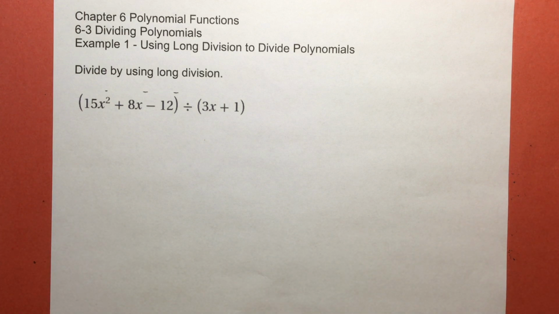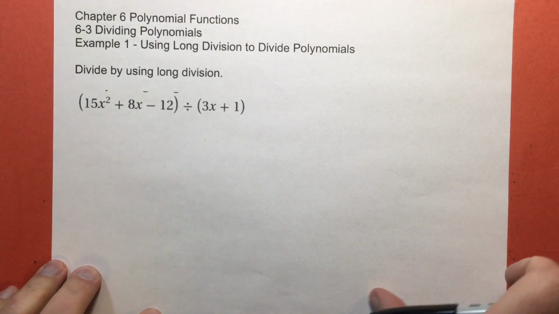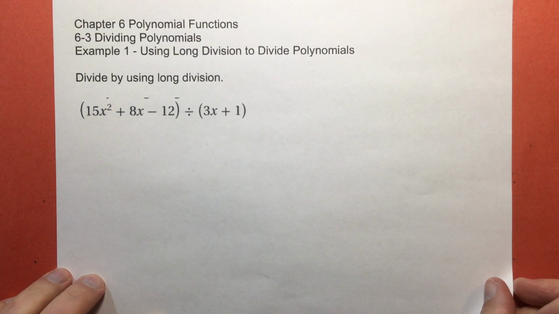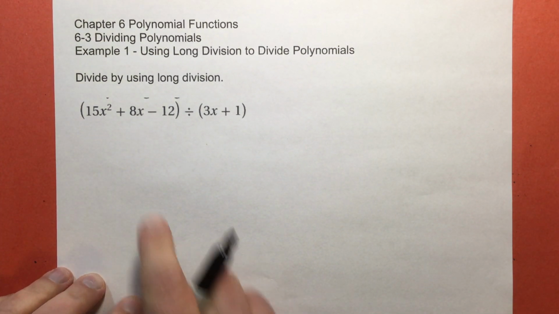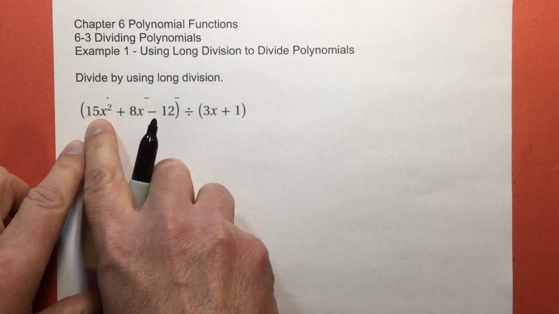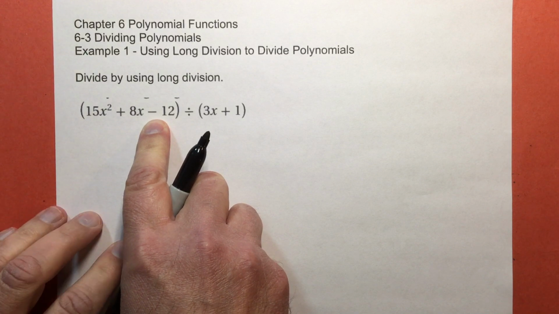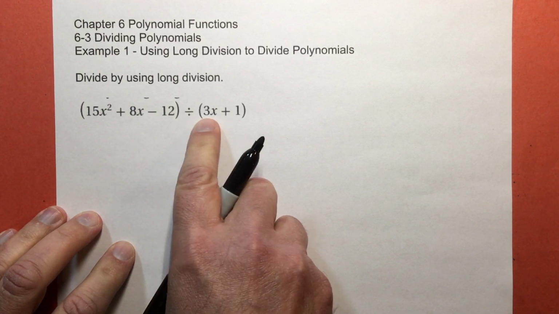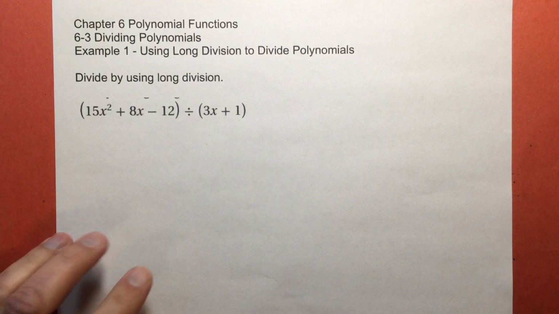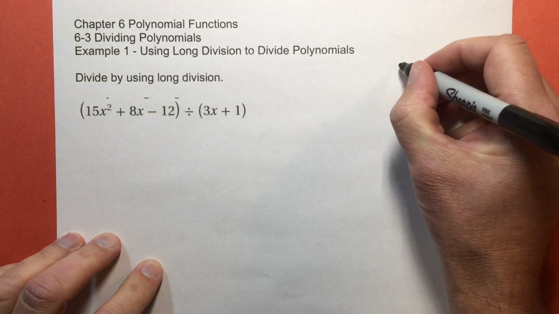So for this video, I'm going to show you how to do long division with polynomials. So let's look at this first example. Let me line that up. That's been bugging me. So I've got this quadratic trinomial, 15x to the second power plus 8x subtract 12. And I'm going to divide by 3x plus 1. Now I want to mention one thing. This symbol right here looks like this.